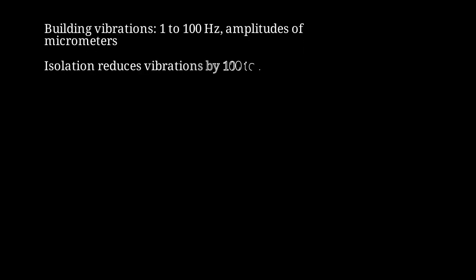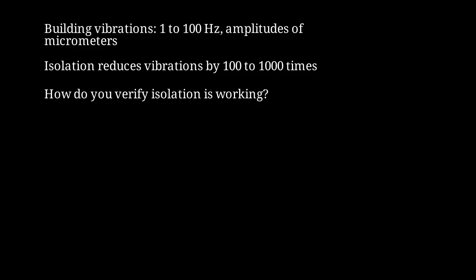Good pneumatic isolation can reduce vibration amplitudes by factors of 100 to 1000. Additional passive damping stages inside the STM chamber provide further isolation. To verify your isolation is adequate, you monitor the noise floor while approaching the surface. If you see periodic oscillations in the tunneling current, you likely have a vibration problem.